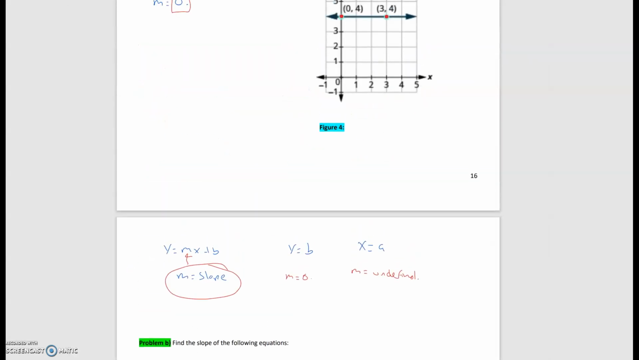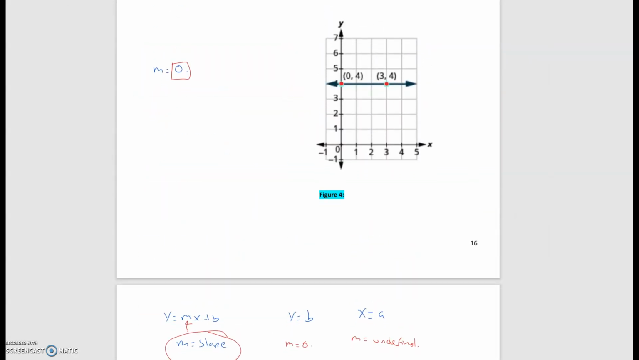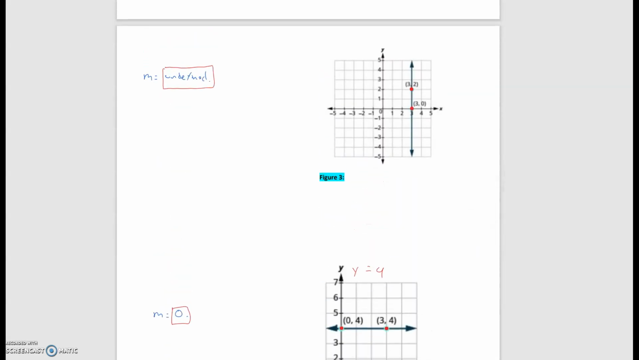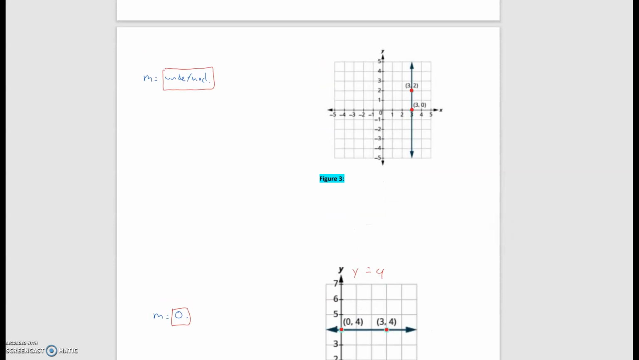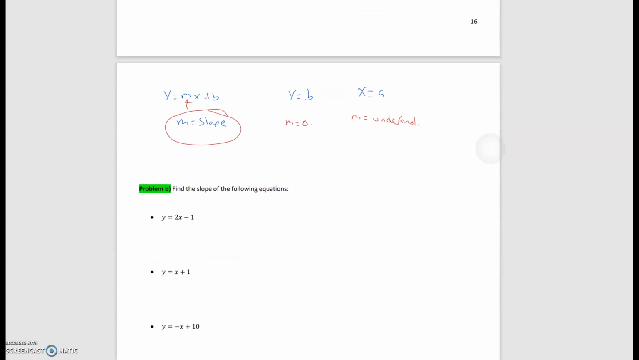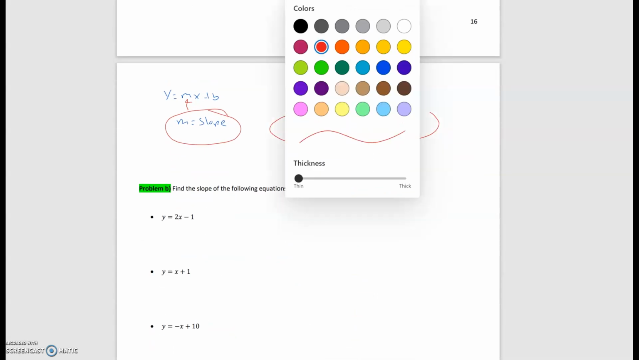So that would be these two. If they give us the equation, in this case, actually, wait, sorry, this would be y is equal to 4. And the actual equation of this one would be x is equal to 3. So just take note of those formulas, which we will need.